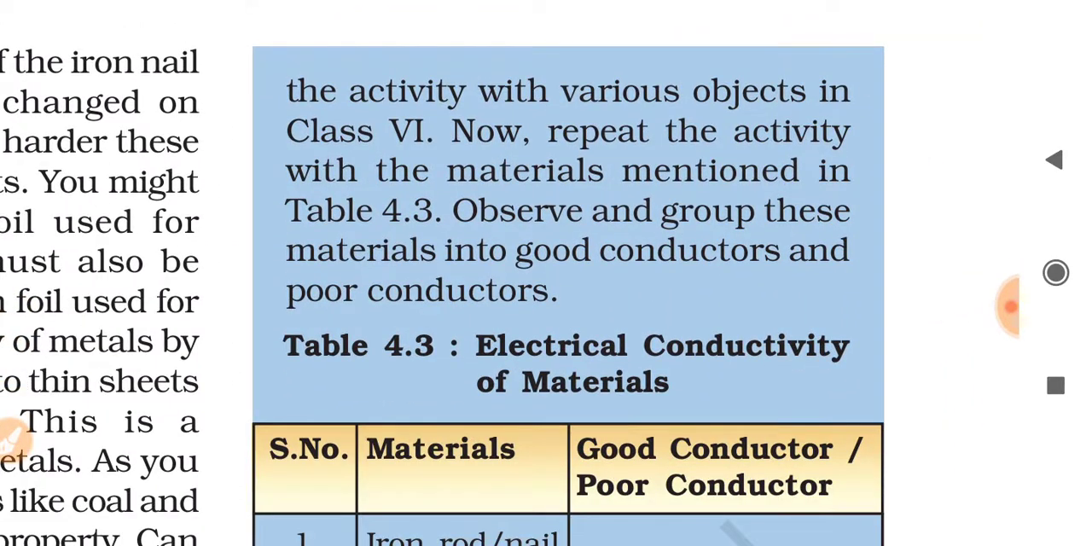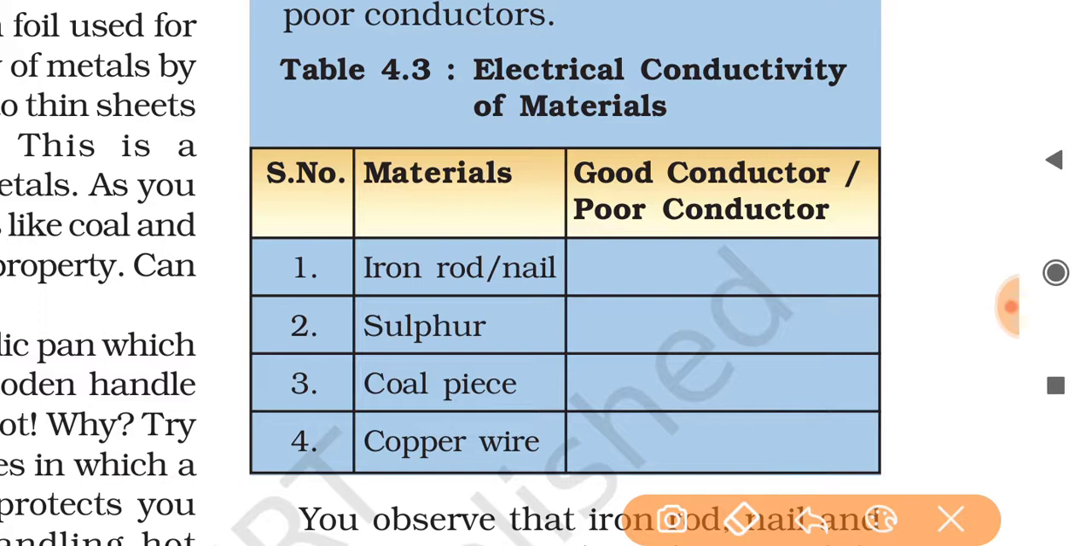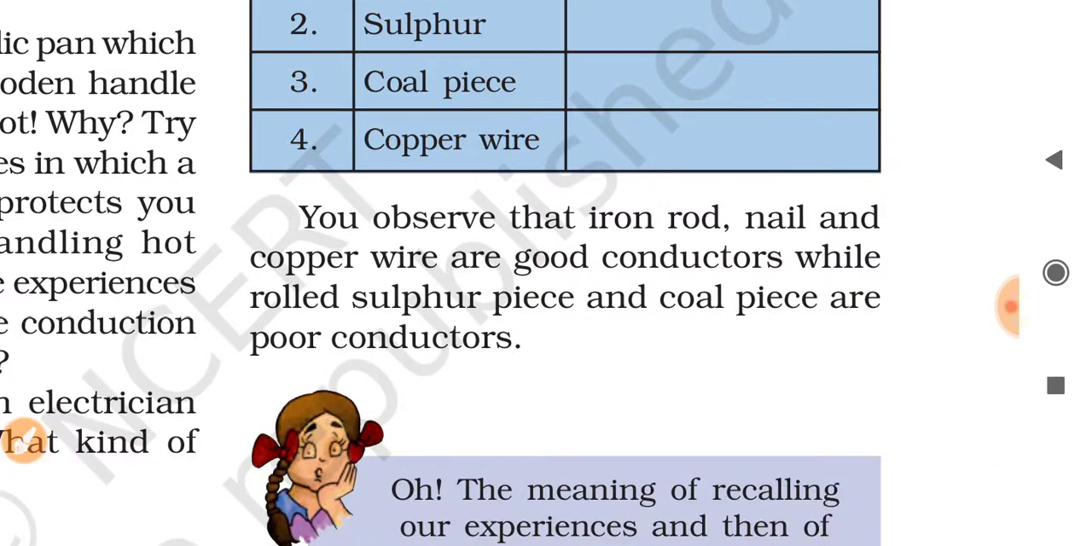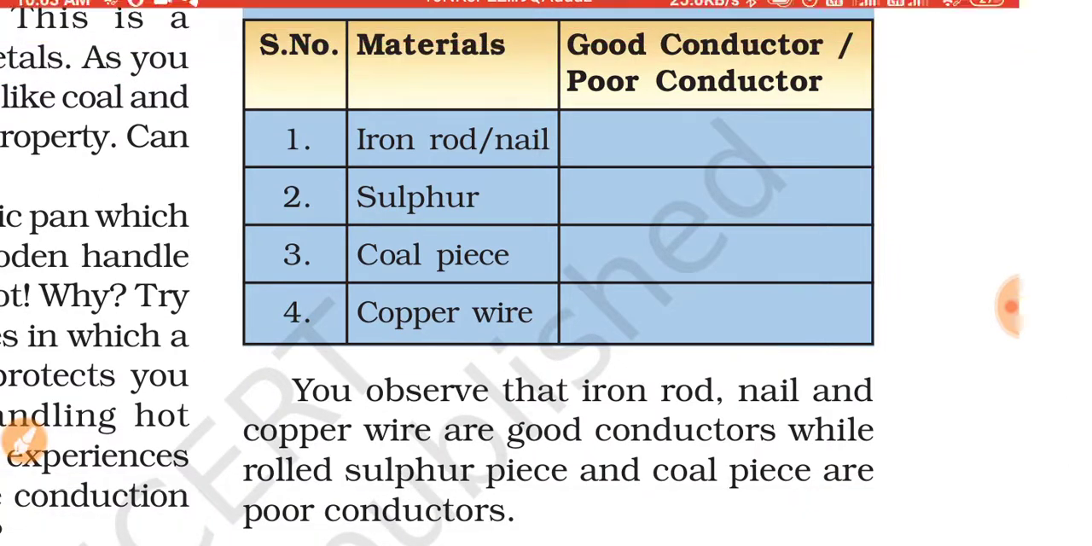Now repeat the activity with the materials mentioned in Table 4.3. This time you have to just change the materials. Observe and group these materials into good conductors and poor conductors. Good conductor means they pass the current easily, and the bulb glows very brightly. You can use an iron rod, sulfur rod, coal piece, copper wire. You observe that the iron rod, nail, and copper wire are good conductors, while the sulfur piece and coal piece are poor conductors, or electricity cannot pass through them.